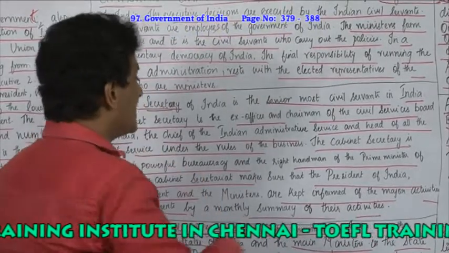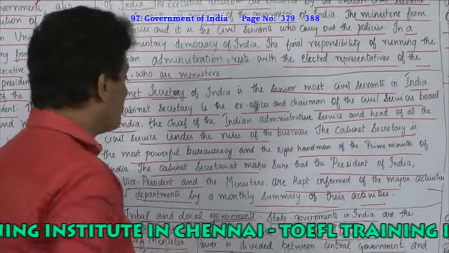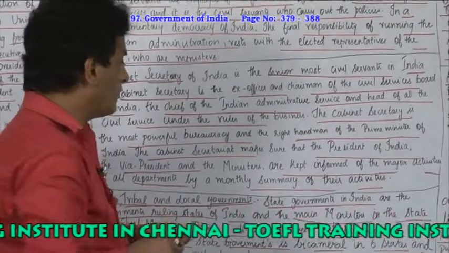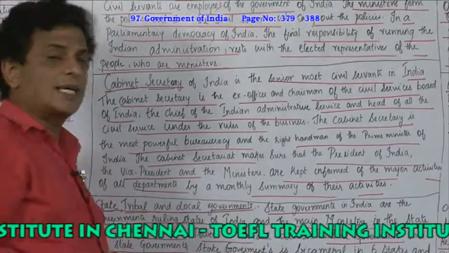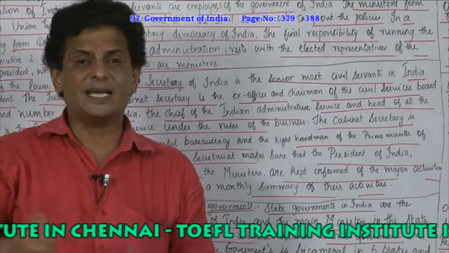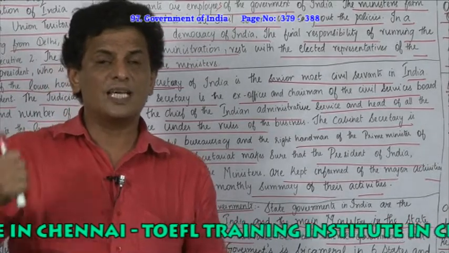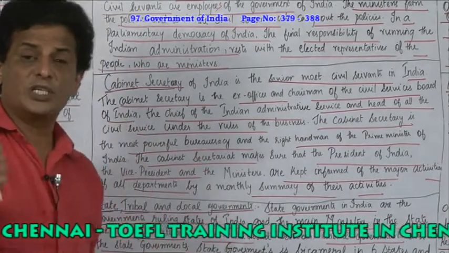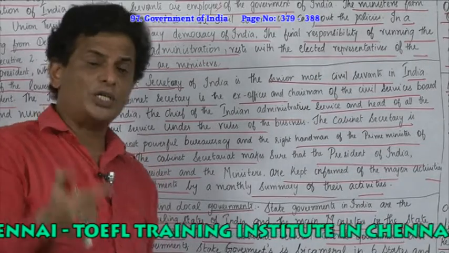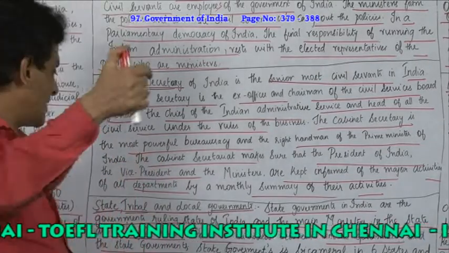Next, coming here, the cabinet secretary is the most powerful bureaucrat and the right hand man of the Prime Minister of India. So, the cabinet secretary becomes the right hand man of the Prime Minister. He has to advise the Prime Minister, and the Prime Minister should take his advice or give orders, and through him all the programs are executed.